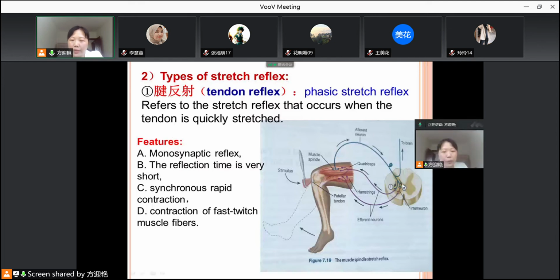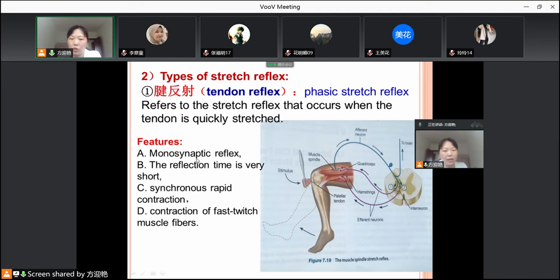I hope you know that the tendon reflex is only one step. We can see here this is only one step. This is why we say the tendon reflex feature is that it is a monosynaptic reflex. We studied the monosynaptic reflex just last class.